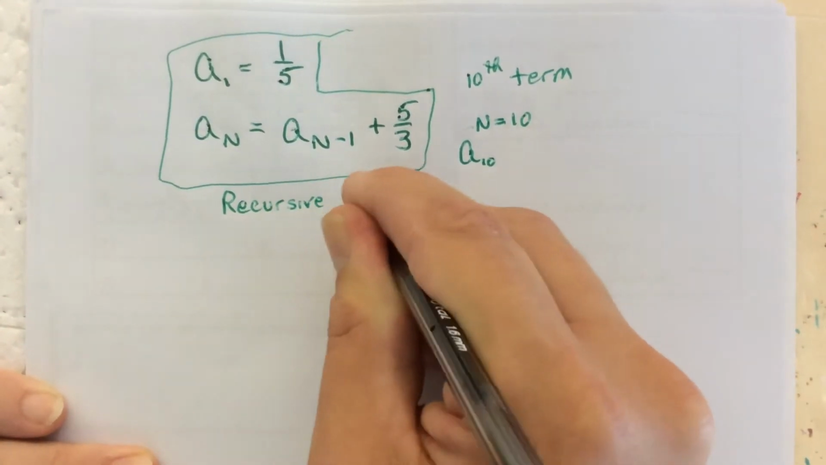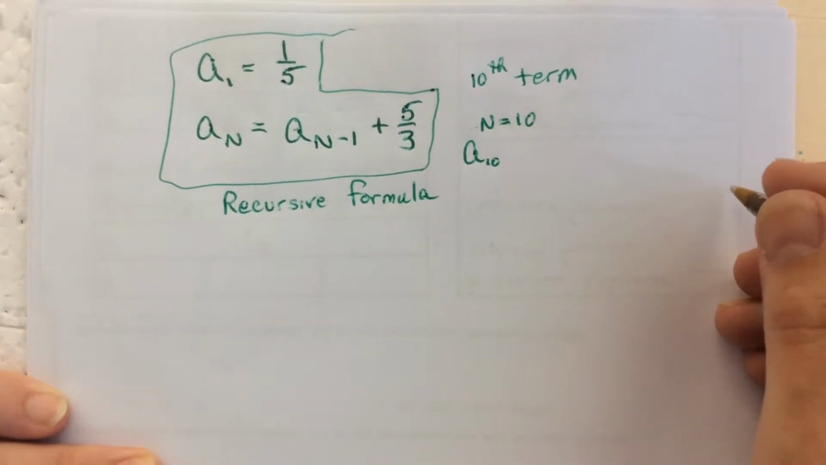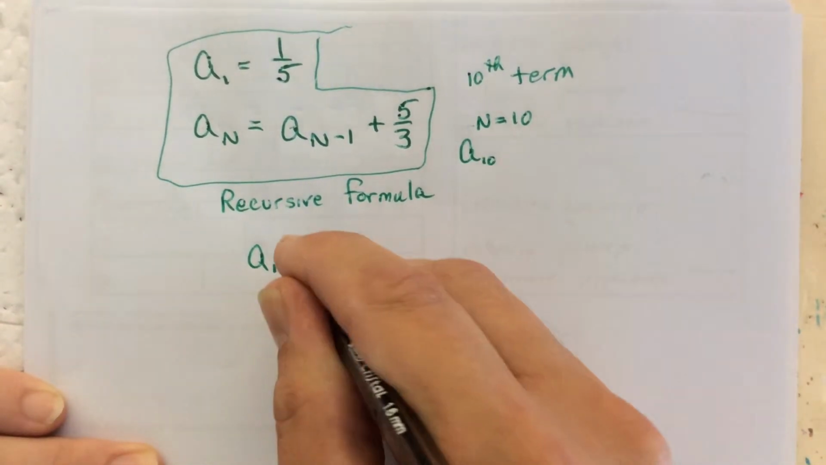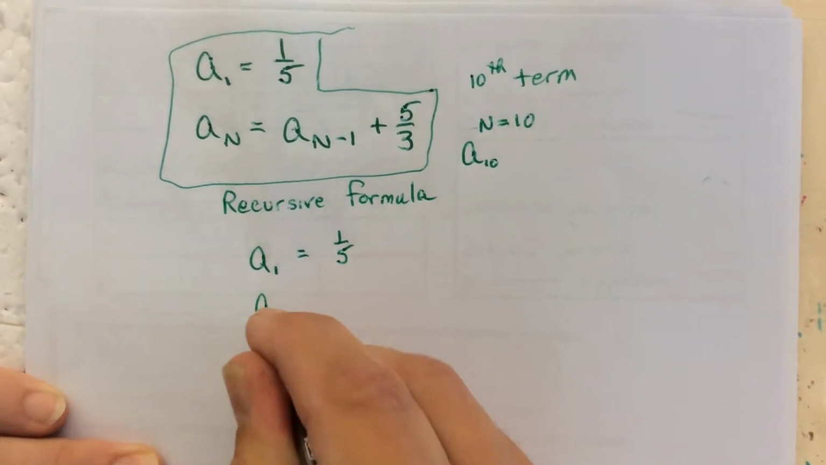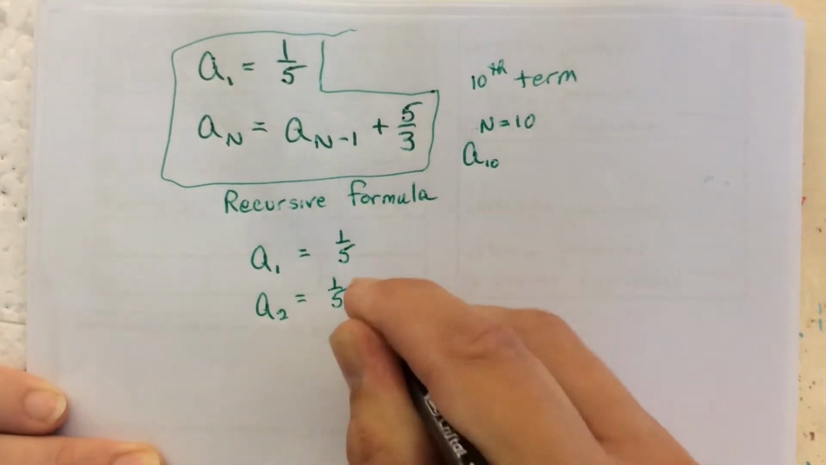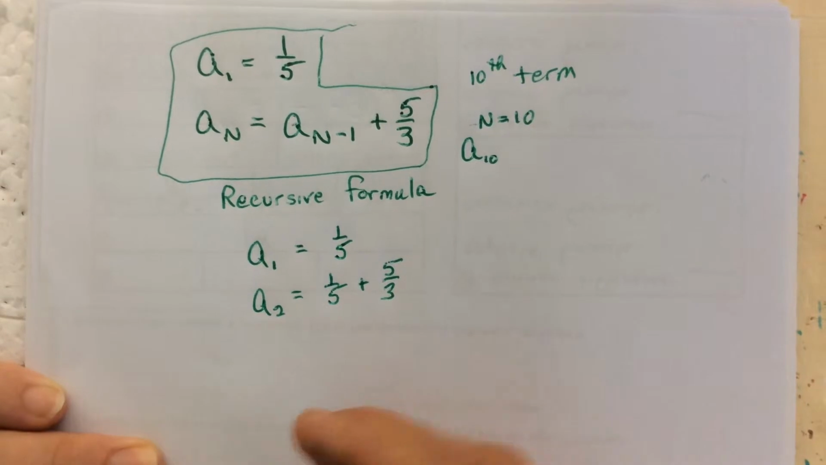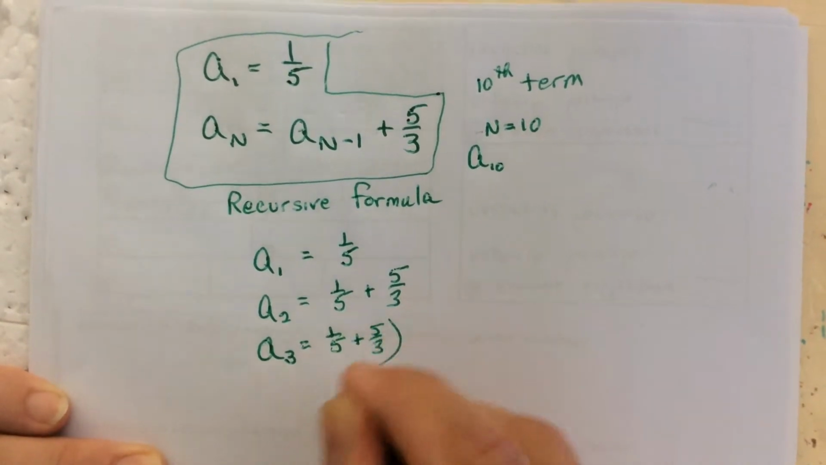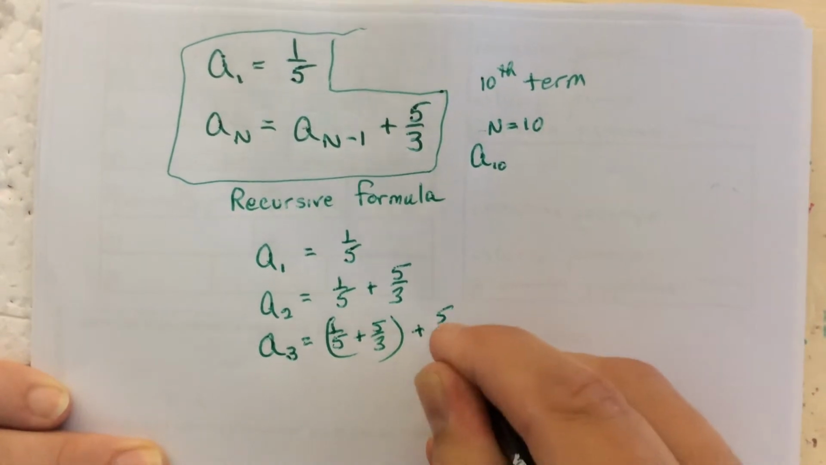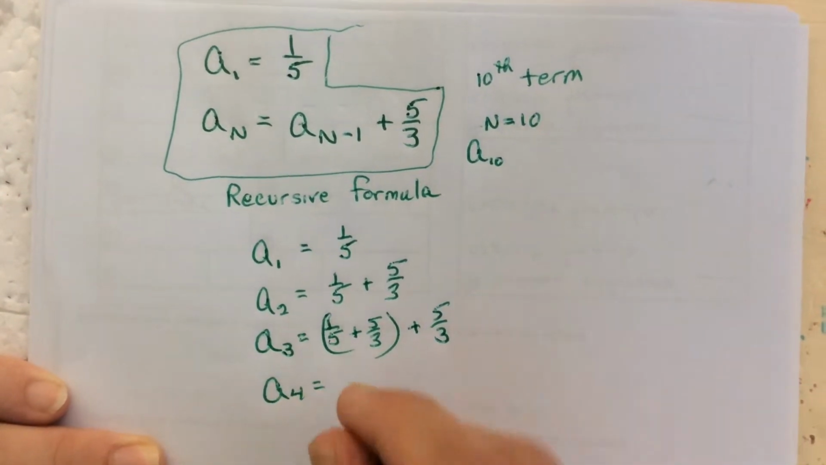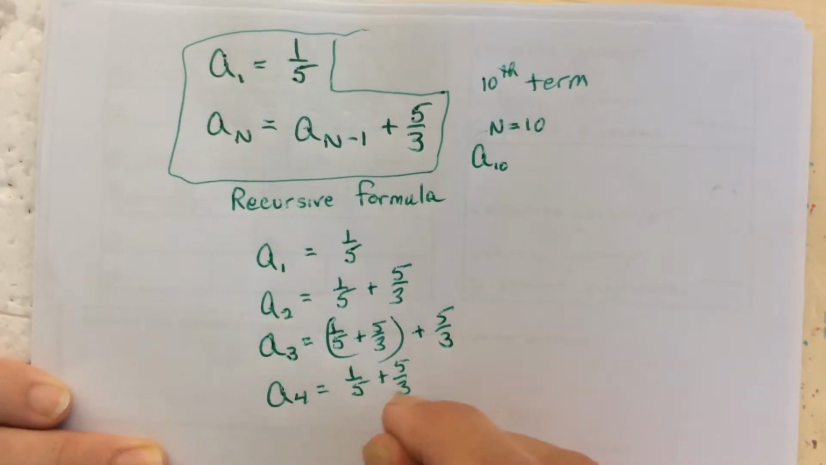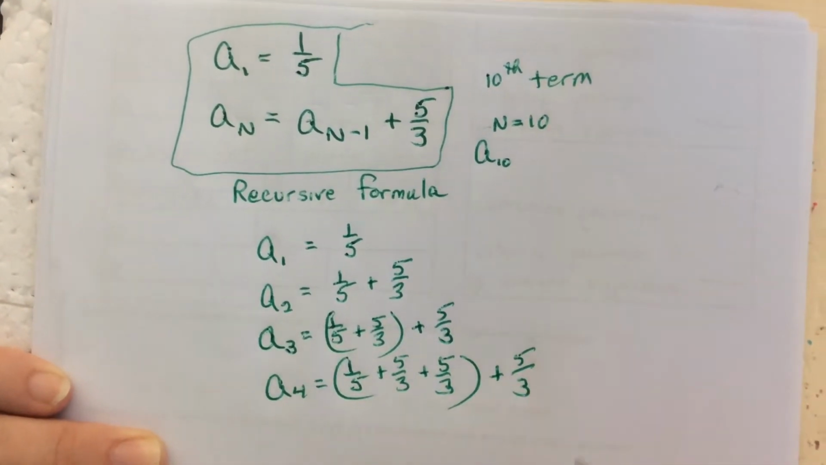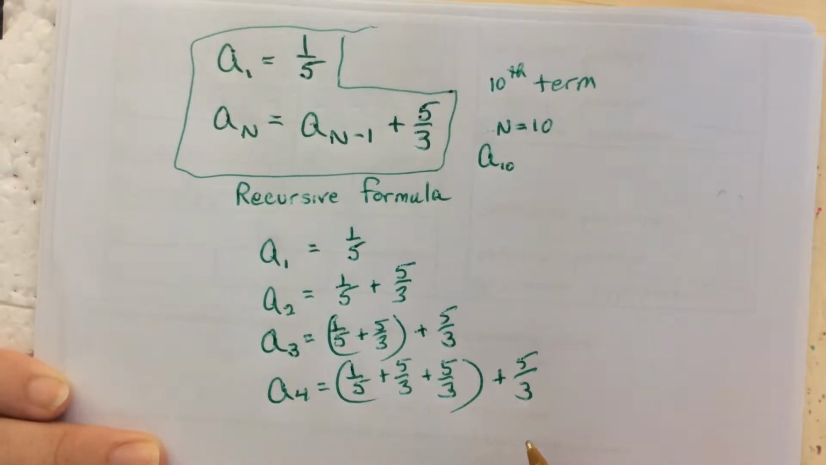This is a recursive formula. If you want the 10th term with a recursive formula, you've got to work for it. A1 is equal to 1/5 because it says so. A2 is equal to 1/5 plus 5/3. A3 is equal to 1/5 plus 5/3, whatever that turned out to be, plus 5/3. A4 is going to be 1/5 plus 5/3 plus 5/3, because that's what came before, and then you have to add 5/3 to it. At this point, you probably start to see a pattern.